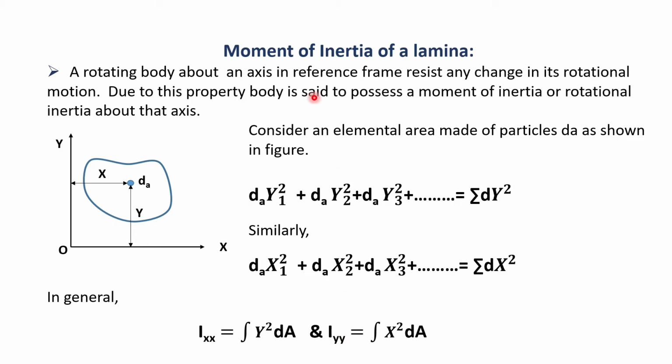When we try to define it in terms of a plane lamina, it is a rotating body about an axis in the reference frame that resists any change in its rotational motion, and due to this property, the body is said to possess a moment of inertia or rotational inertia about that axis.